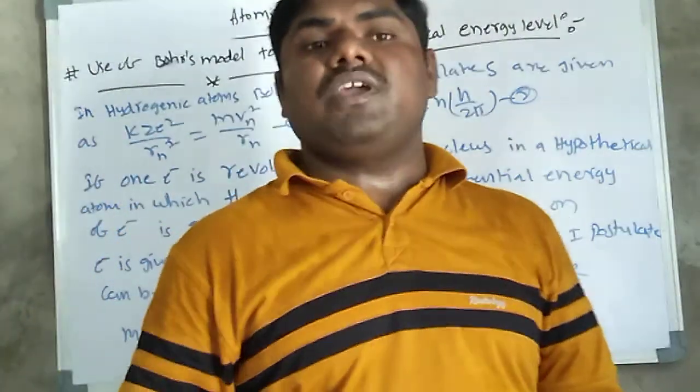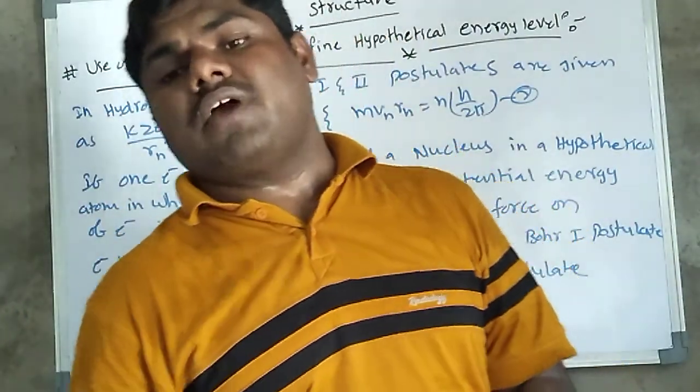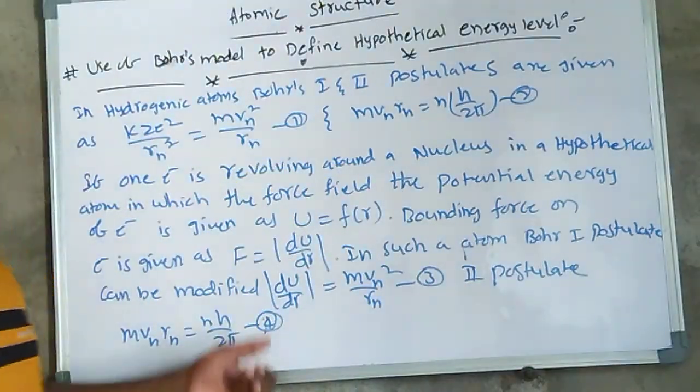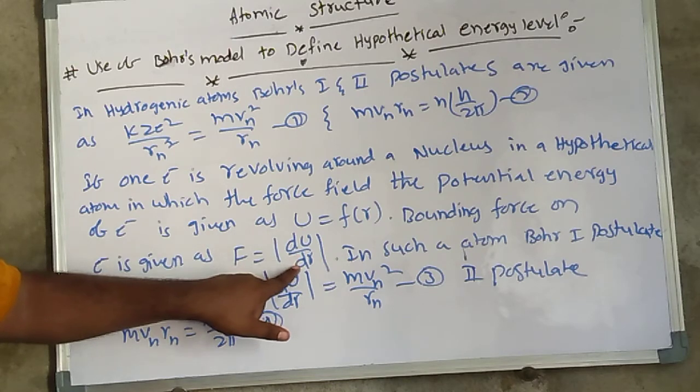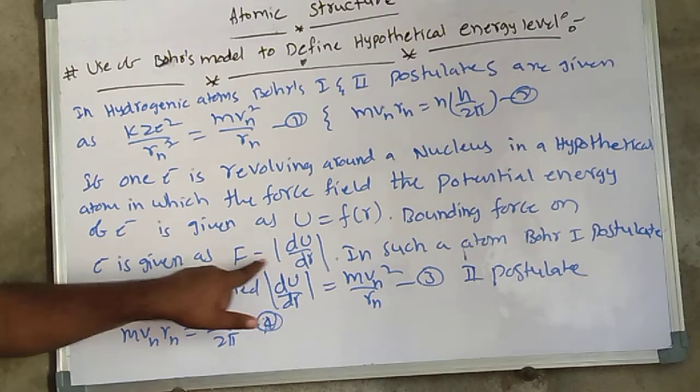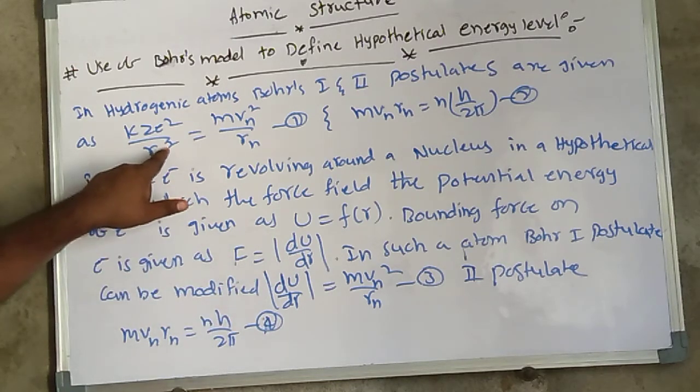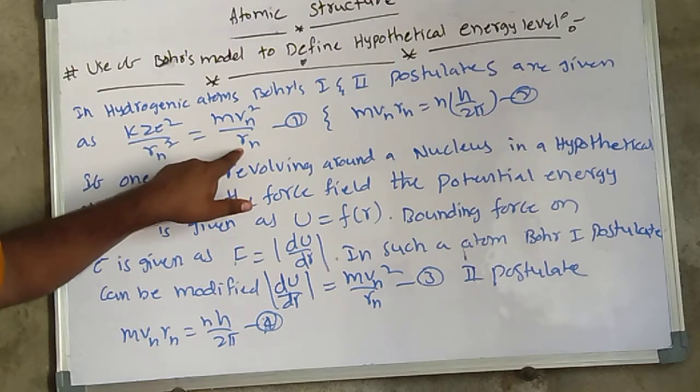They will ask for the V value, velocity value, and Rn value. Whenever the energy value is given, you may differentiate it with respect to R. So you will get the force. That force you may substitute here. You will get mvn square by Rn value.